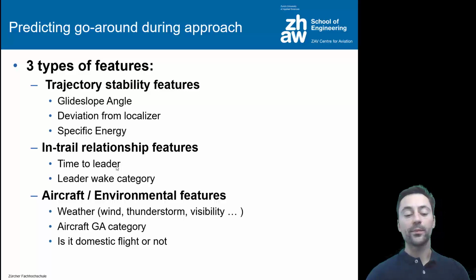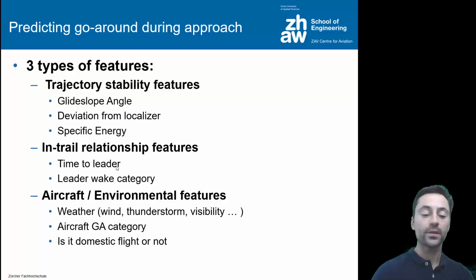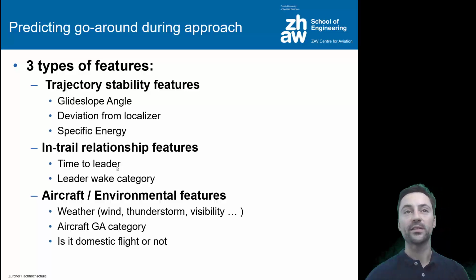Then we have added some environmental and aircraft features, which are the same features as what Raphael presented before, such as the weather, the aircraft go-around category, or whether it is a domestic flight or not.